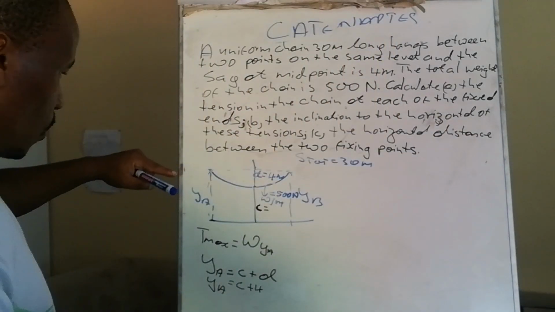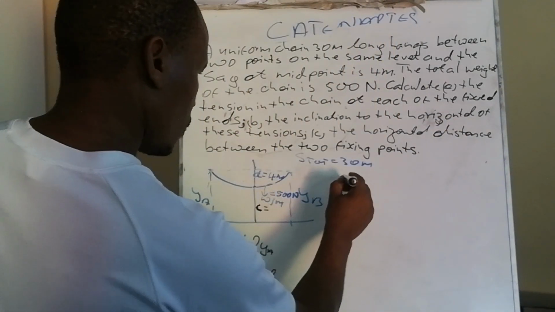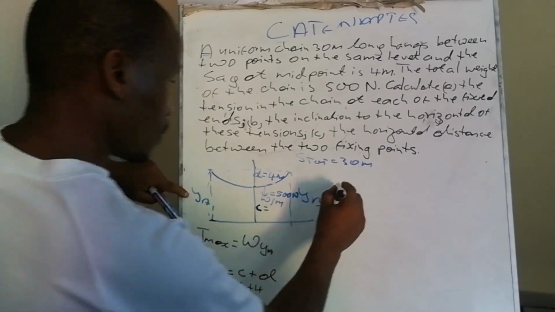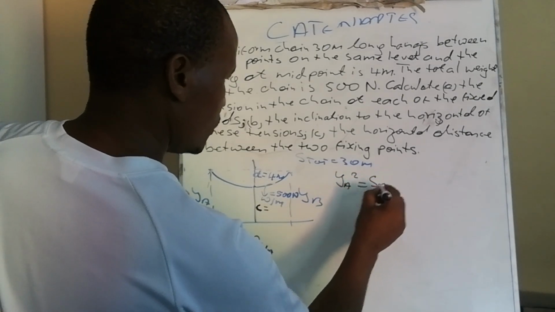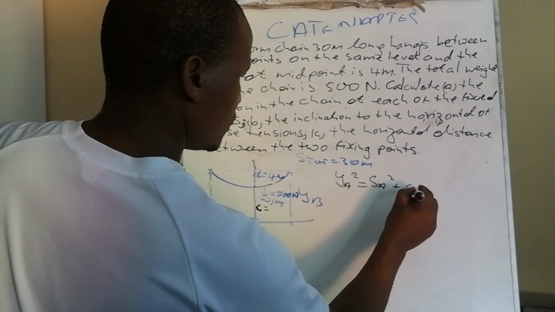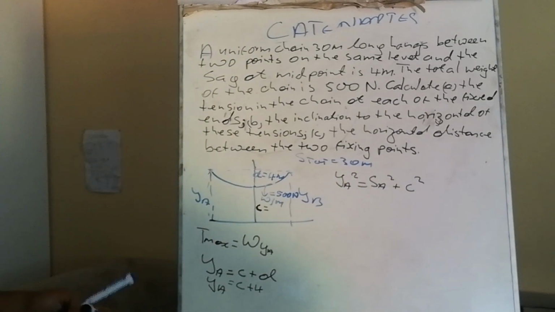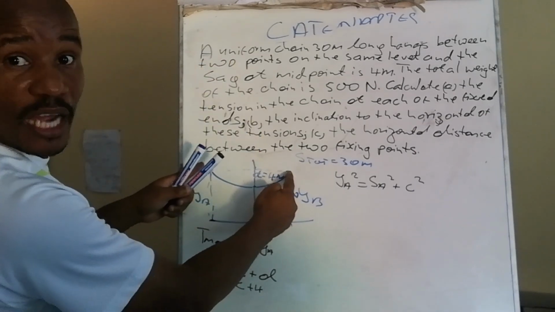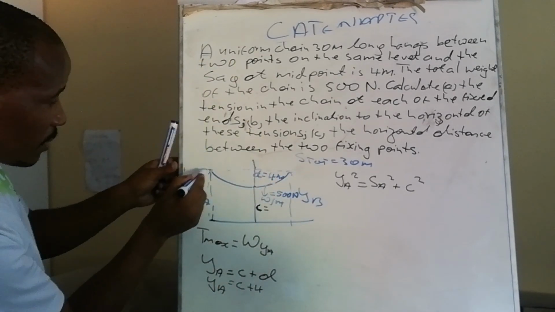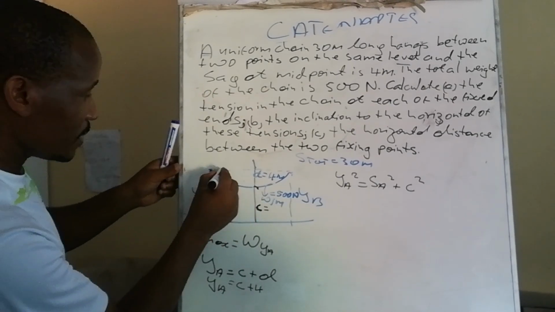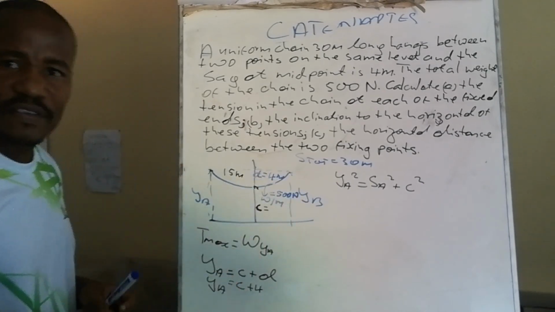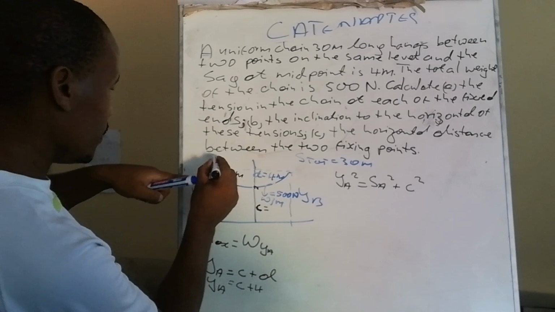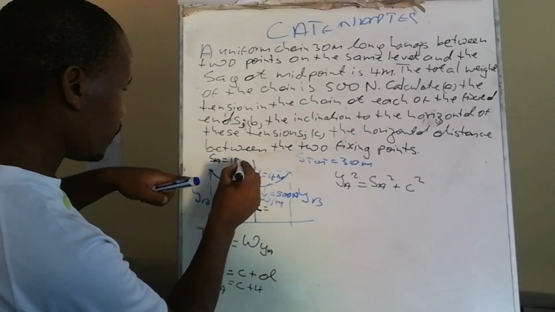But also you've got this formula, the Pythagoras theorem. It says YA squared is equals to SA squared plus C squared. Now, if the chain is 30 meters long, it means the distance of the chain from there to there is 15 meters. Also from there to there is 15 meters. Meaning SA is equals to 15 meters.